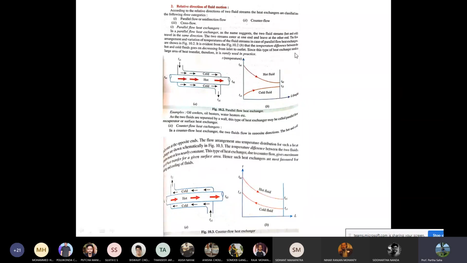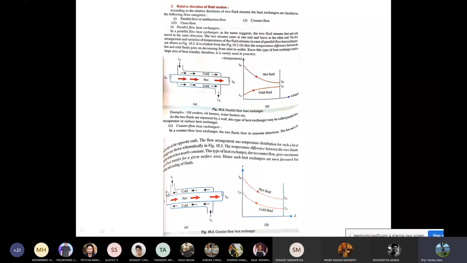But since this type of heat exchanger needs a large area of heat transfer, it is rarely used in practice, because you need a large area for heat exchange to happen. As you move in the same direction, the fluid which first comes in touch here gets heated up, and then as it moves in the same direction it is not going to get heated up further because it has already been heated. So you need a large area for heat exchange to happen. That's why it is rarely used.